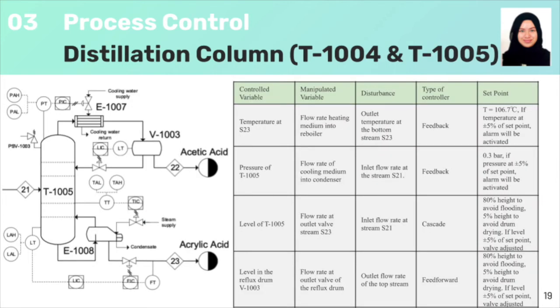For the distillation column, the temperature of bottom stream S23 is controlled by manipulating the steam supply to the reboiler. Pressure of the distillation column is adjusted by the flow rate of cooling water supply to the condenser. A level controller is also installed at the reflux drum to avoid overflowing. The level of the distillation column is controlled by level and flow cascade controllers, where the bottom outlet flow rate at stream S23 will be adjusted if the level of the distillation column deviates 5% from the set point. As the last line of safety measure, a pressure safety valve is installed to protect against rupture of the column.